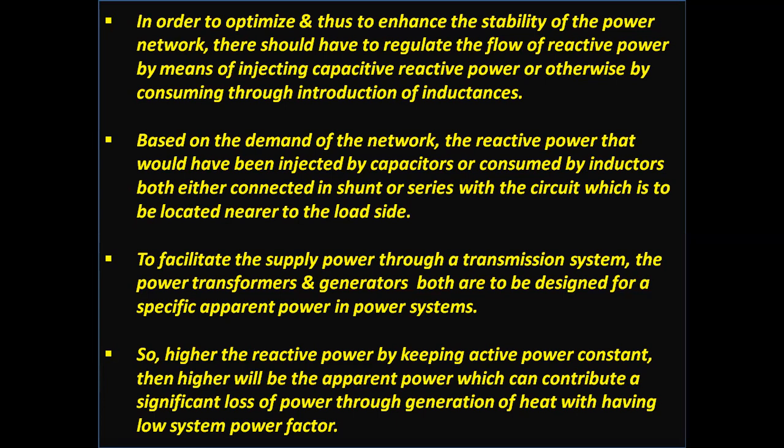To facilitate the supply of power through a transmission system, the power transformers and generators are both designed for a specific apparent power in power systems. So, the higher the reactive power while keeping active power constant, the higher will be the apparent power, which can contribute to a significant loss of power through generation of heat, with a low system power factor.